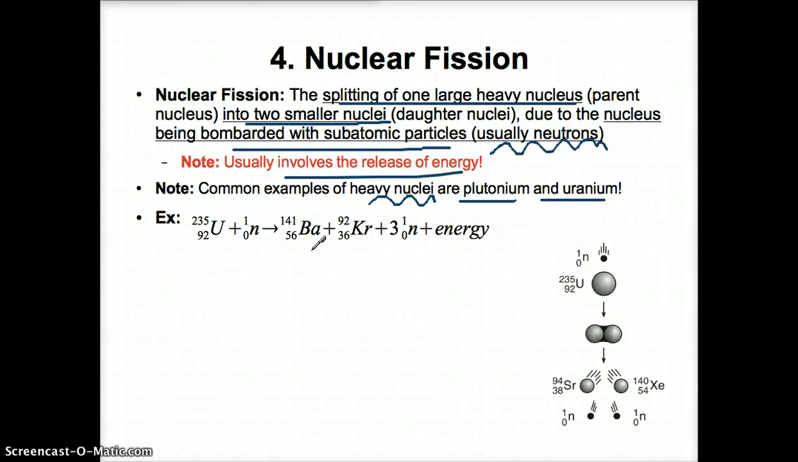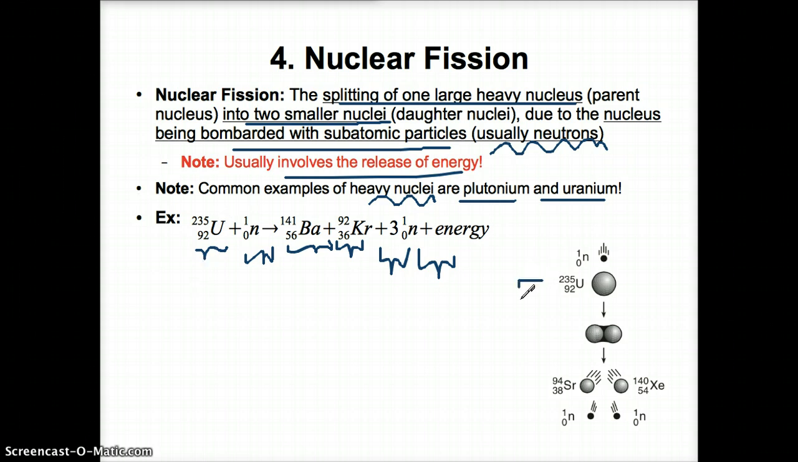An example of nuclear fission is one heavy nucleus, U-235 with mass number 235 and atomic number 92, being bombarded or hit with the neutron here in the reactants to split into two smaller nuclei, Ba-141 with mass number 141 and atomic number 56, as well as Kr-92 with mass number 92 and atomic number 36, as well as three neutrons and energy. These two lighter nuclei, Ba-141 and Kr-92, are lighter because they have masses less than that of the original nuclide's mass of 235.